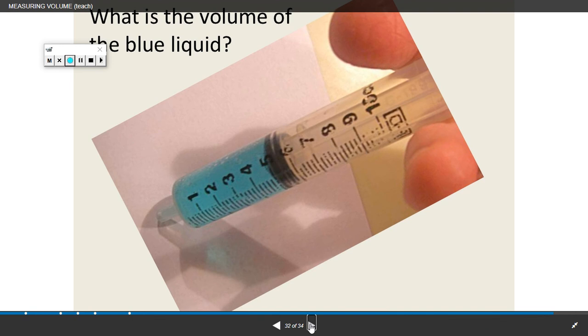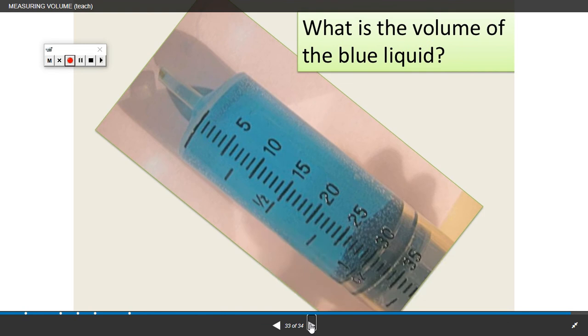Yeah, but I will tell you a secret: every cubic centimeter equals a milliliter. Yes, they are the same, but this is for liquid and this is for solid. So what is the volume of the blue liquid here? It is 30 milliliter, because it's liquid. If it is solid, of course it will be cubic centimeter.